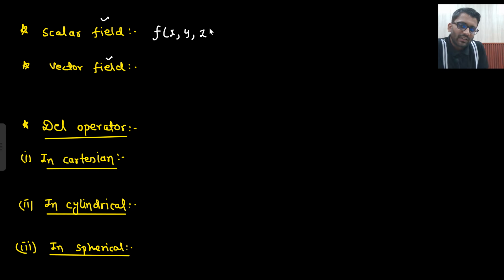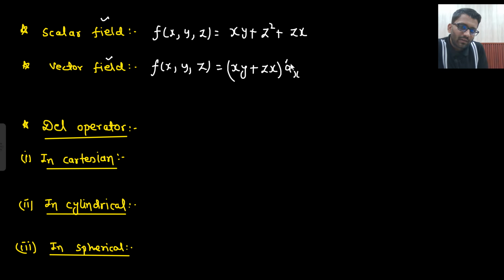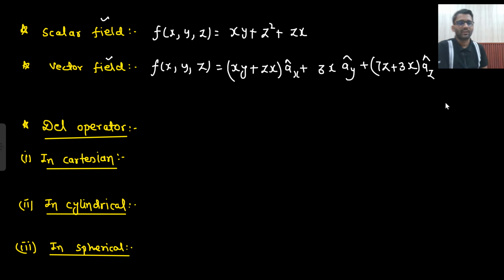So what is the example of a scalar field? It will be completely scalar. So xy plus z square plus zx. This is one example of a scalar field. What could be the example of a vector field? Anything, it would just be a vector. So this is representing a vector quantity with respect to variation in space.